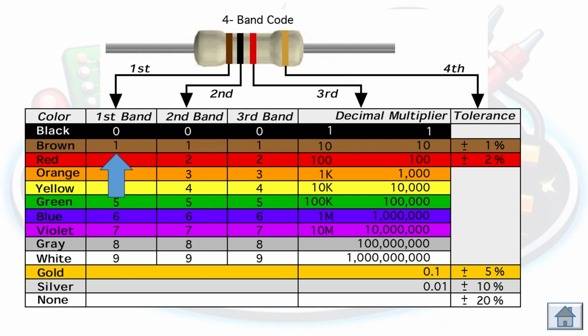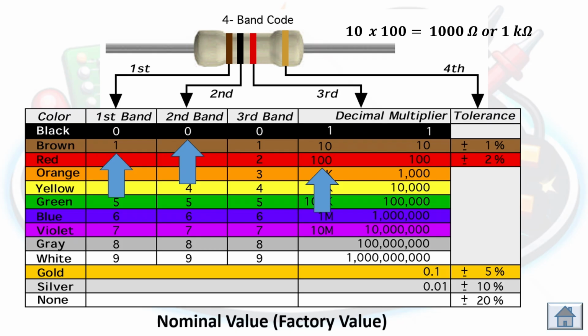As we can see here, the first color is brown. According to the table, that's 1. The second color is black. According to the table, that's a 0. So we now have the first 2 digits of the value in ohms, which is 1 and 0, or 10. The third color is red. According to the decimal multiplier column, that's a 100. We now multiply 100 by 10, in which we will get 1,000 or 1 kilo ohm. That value is now known as the nominal value or factory value of the resistor.